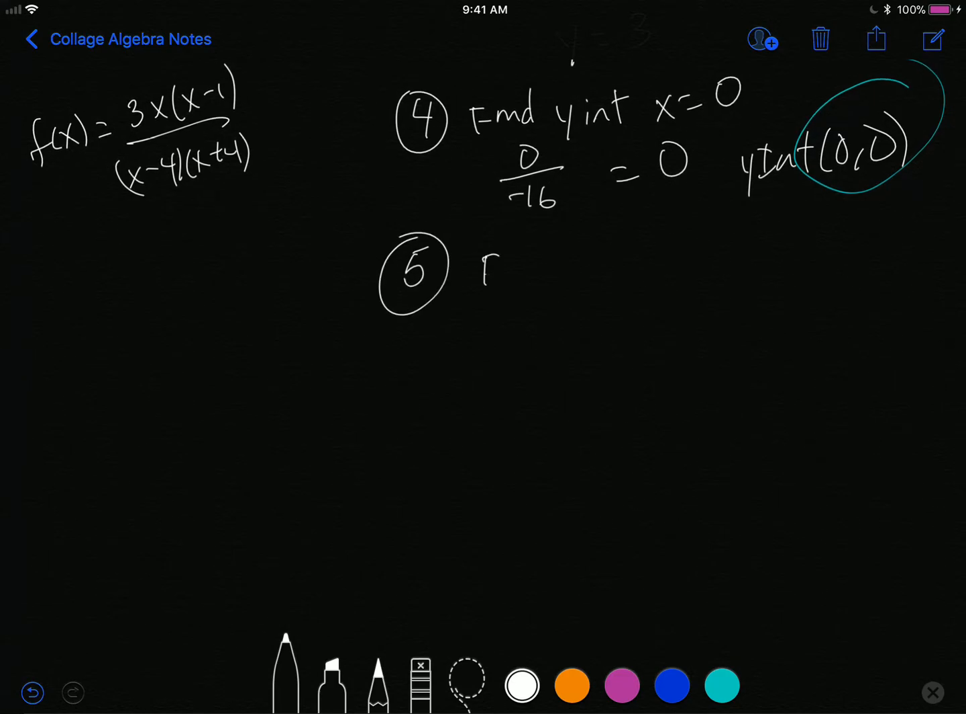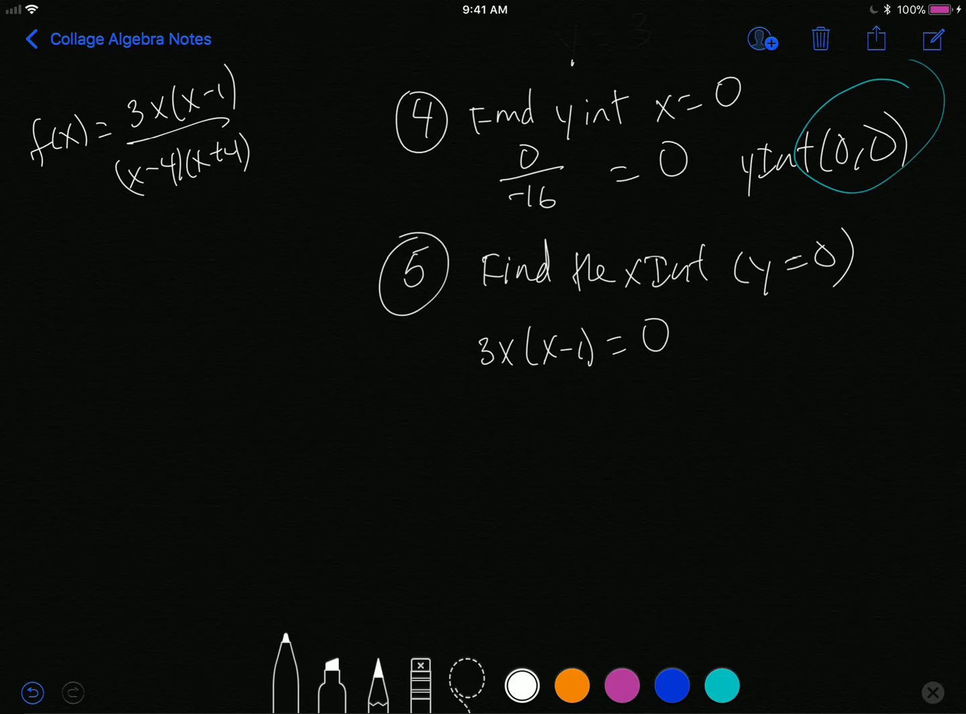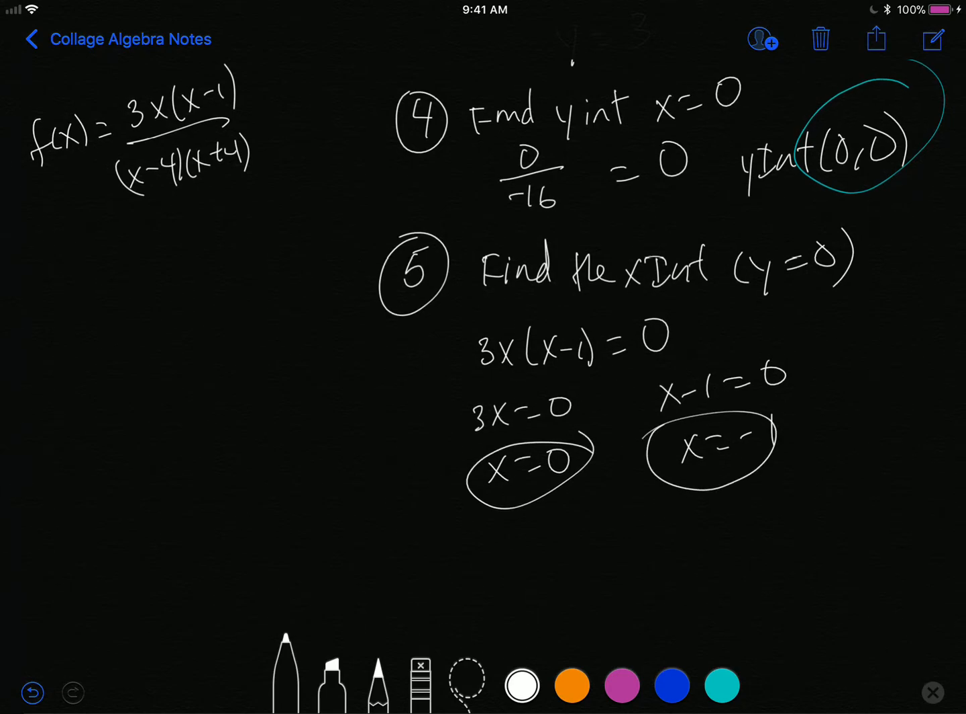Step number 5, find the x-intercepts. To find the x-intercepts, you set the equation equal to 0, or simply the numerator. So 3x times x minus 1 equals 0. And so 3x equals 0, so x equals 0. And then x minus 1 equals 0, so x equals 1. Those are the x-intercepts, and those are the 5 properties. Remember, to find the range, you actually need to graph the function first. And that's the last thing we will find, the range of the function.